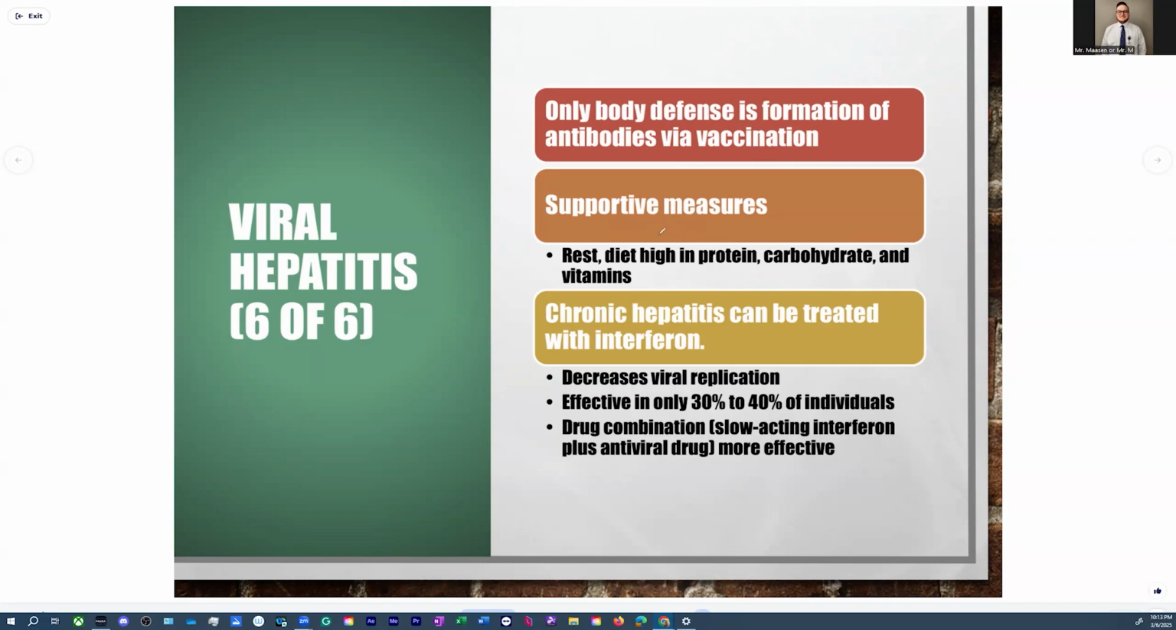Typically for treatment of hepatitis, it's going to be diet that's high in carbs and protein, rest. For chronic hepatitis, mainly when you think of chronic hepatitis, you're thinking of hepatitis C. Another way you can remember hepatitis C is that there's not really a cure for hepatitis C, and it's chronic. If that helps you remember hepatitis C differences.